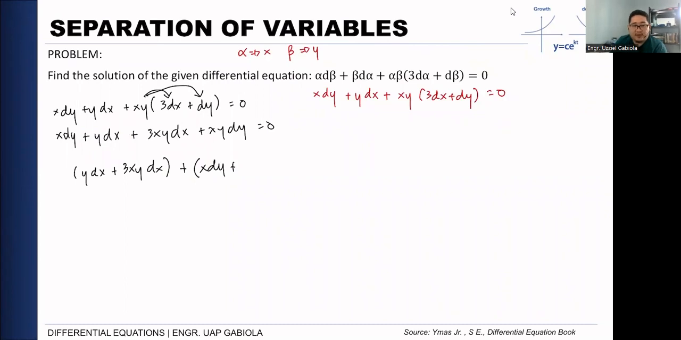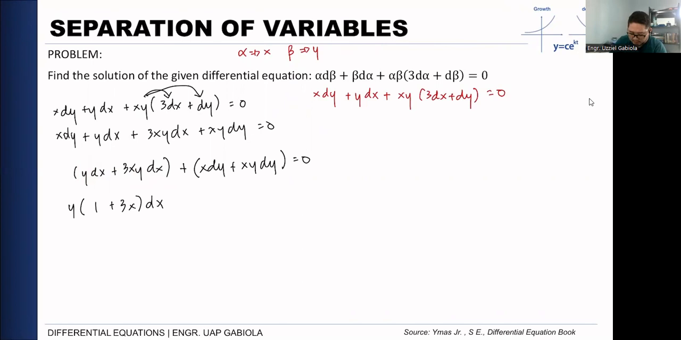And then, hanap kayo kung anong pwede factor out dun sa mga nag-group natin. So, doon sa first term na grouping natin, anong common sa kanya? Common sa kanya si y, no? And common sa kanya si dx. So, pwede natin factor out si dx, y dx. So, this can be y. Dito ko lang lalagay yung y. Tapos, 1 plus 3x dx.